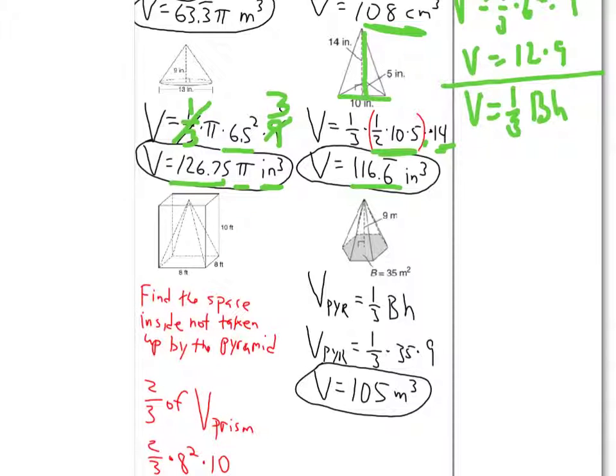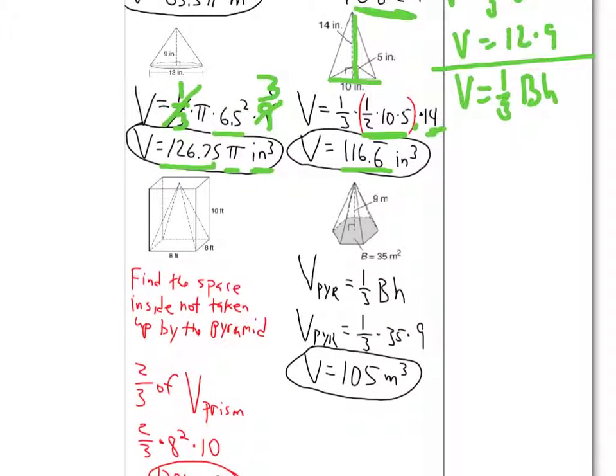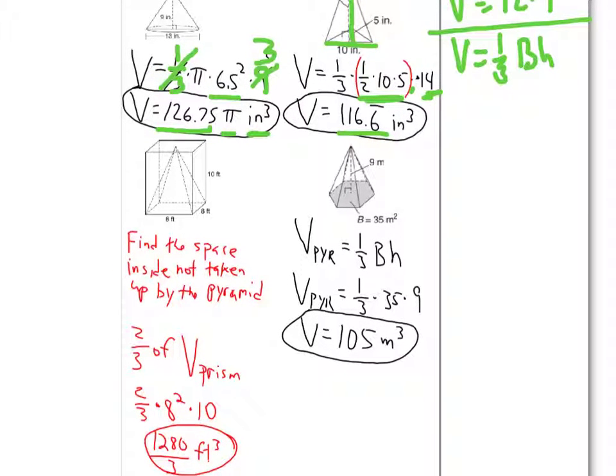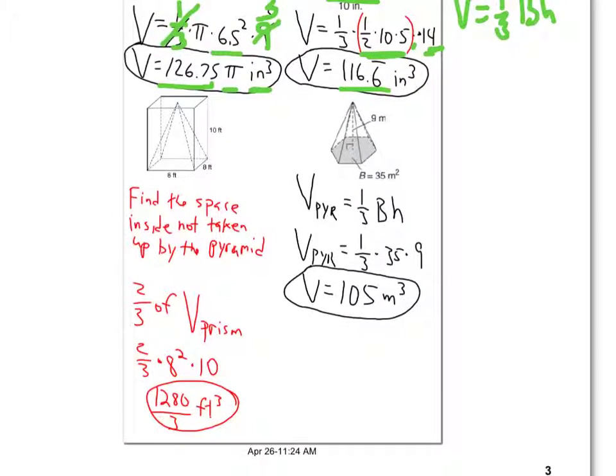Last two examples here. I have a pyramid that's inside of a prism, and it wants to find the space inside that's not taken up by the pyramid. So what I am suggesting to you, since you know that the pyramid's volume is 1/3 of the volume of the prism that has the same height and the same base area, then the space that would be left over would be 2/3 of the volume of the prism. So I'm just going to find the volume of the prism and multiply by 2/3. That's what I've done here.